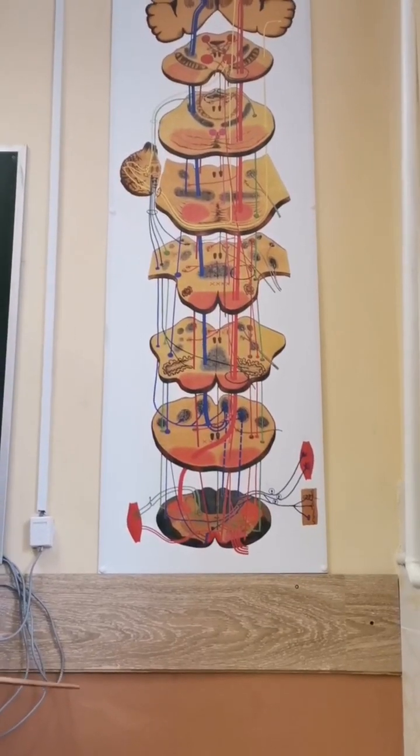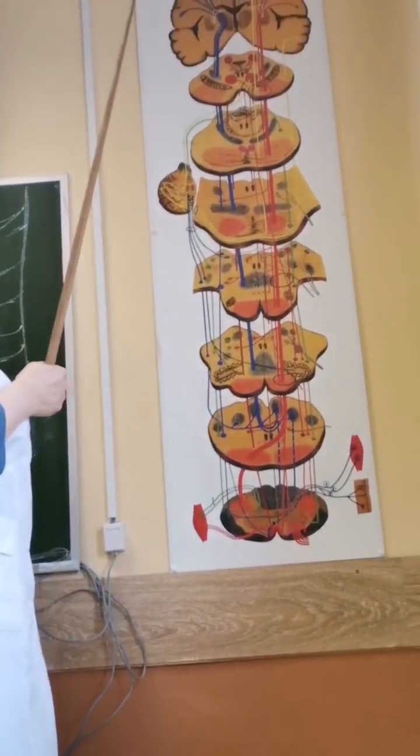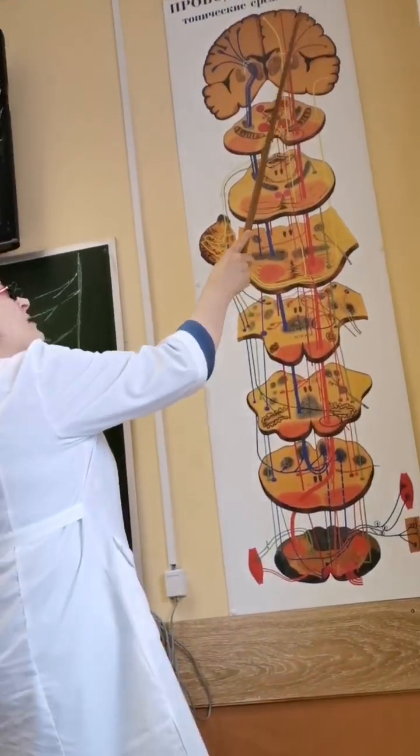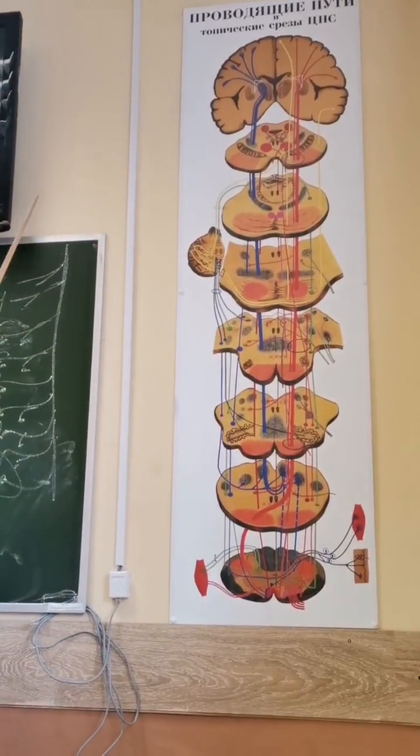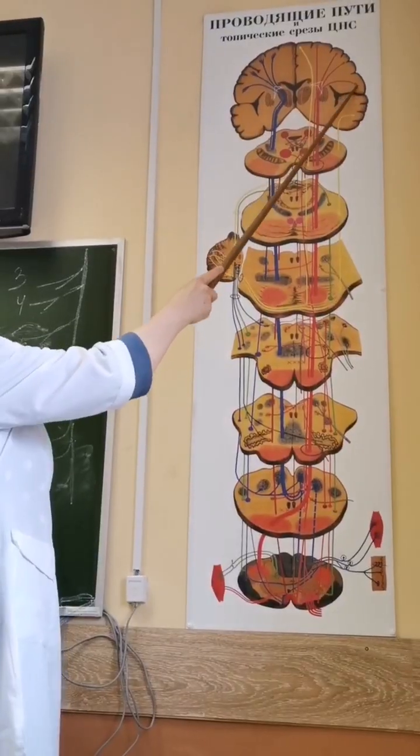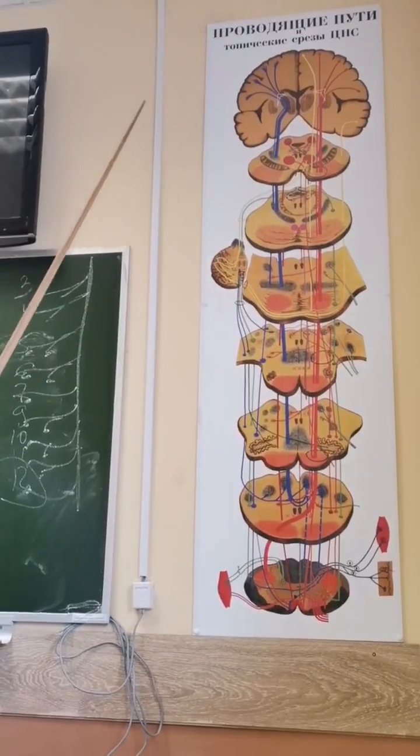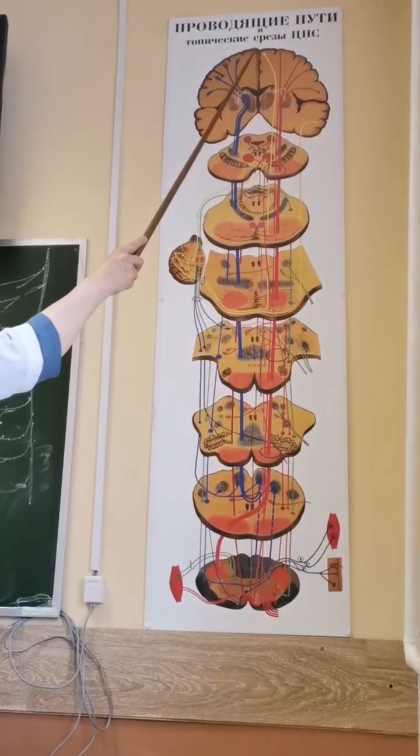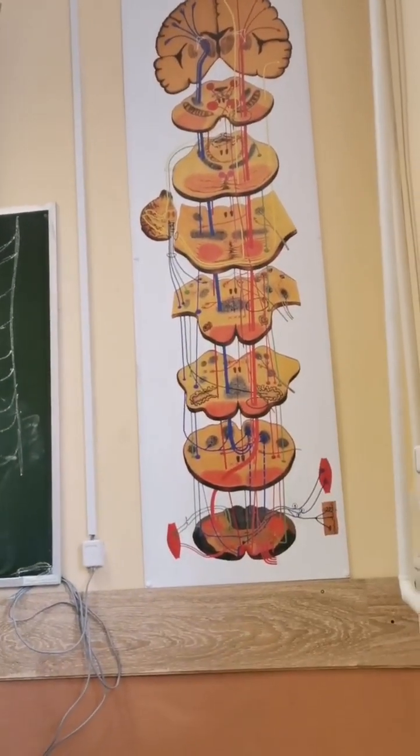And two tracts for the cerebellum. The cerebellar tracts, two tracts. The first tract is between the cortex and cerebellum. This tract is called the cortico-ponto-cerebellar tract. Cortico-ponto-cerebellar tract starts from the lobes of the brain, except the insula. Starts from the frontal, parietal, temporal, and occipital lobes.